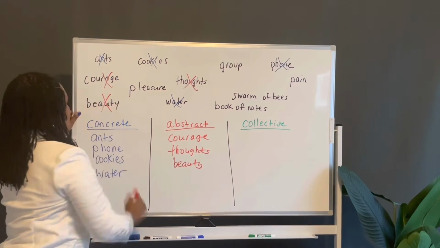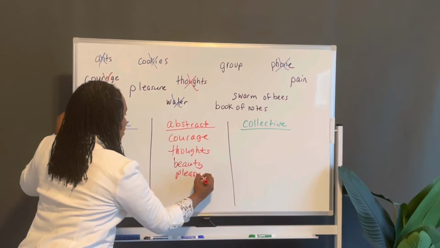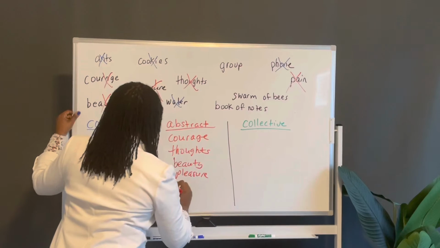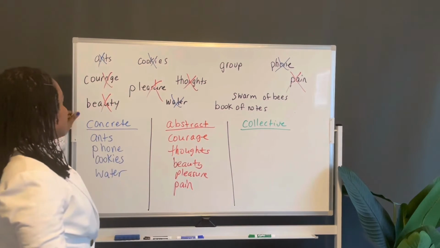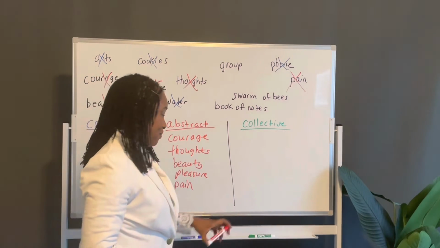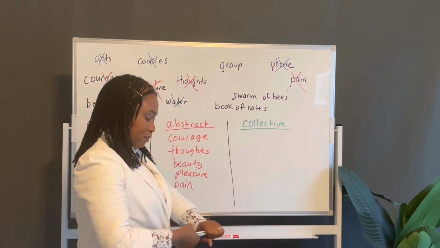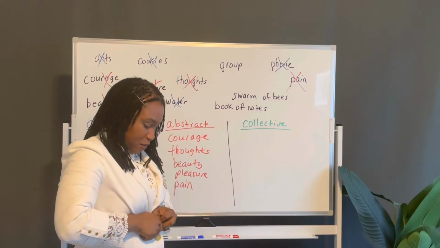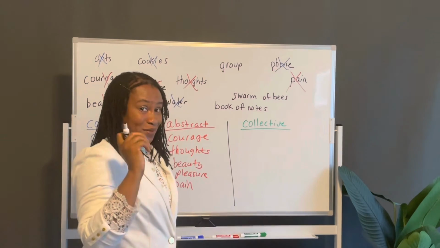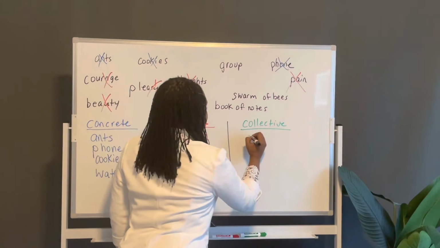Beauty. What else? Pleasure. All right. Pleasure. Pain. Yes, pain. Okay. So it looks like the remaining nouns are all collective. All right, so let's look at our collective nouns. We'll use black. For the collective nouns, a swarm of bees.